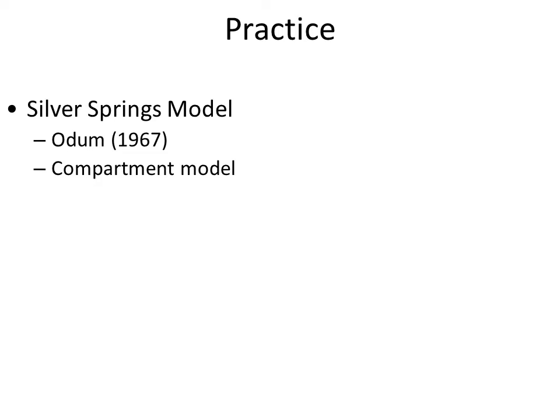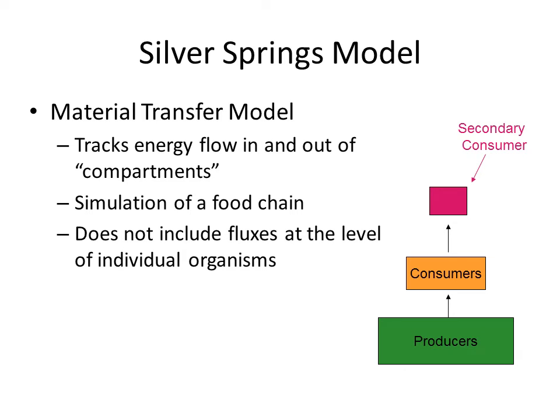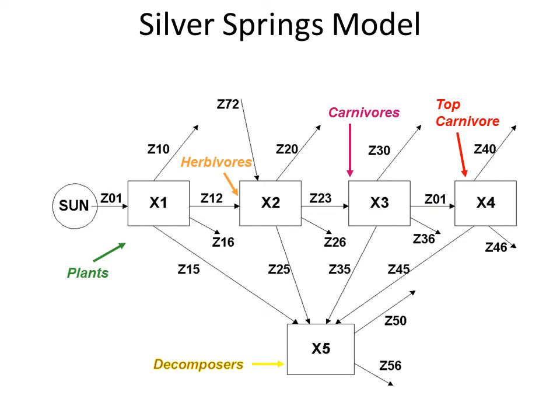This is a compartment model from a paper by Odom from 1967. This compartment model is called that because it tracks energy flow into and out of compartments, simulating a food chain. This does not include these flows at an individual organism level, but at trophic levels. Here is the model. The trophic levels are pointed out on this slide. For example, X5 represents decomposers.